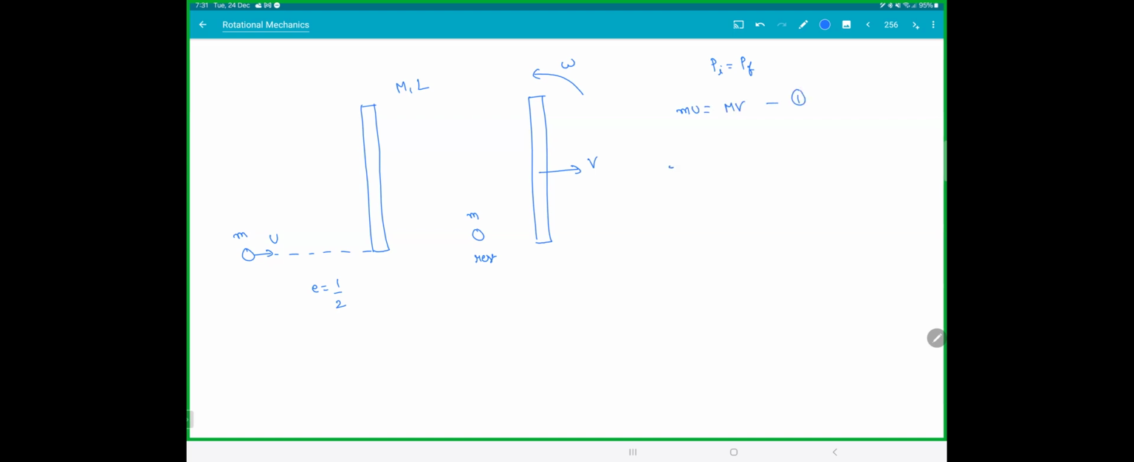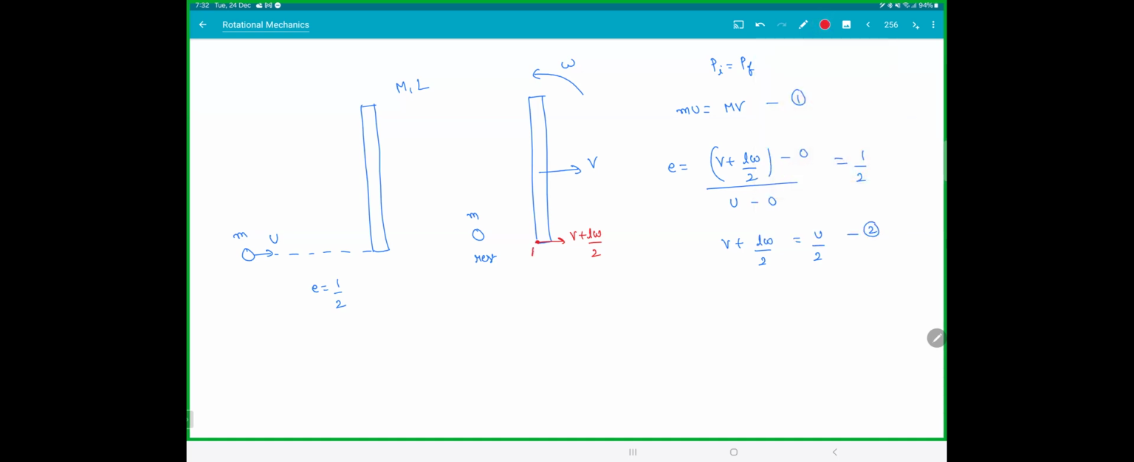One equation. Restitution: E is equal to, now you need to take the velocity of this point here, which is V plus L omega by 2, minus the velocity of the ball, which is at rest, divided by the velocity of the ball, U minus 0. So we have V plus L omega by 2 is equal to U by 2. This is equation 2.